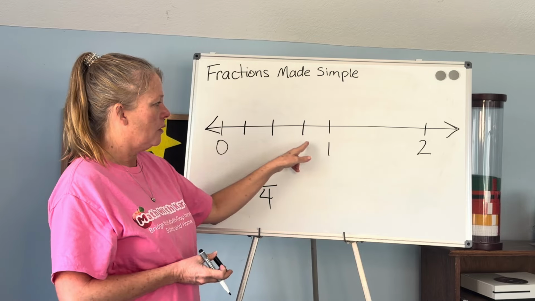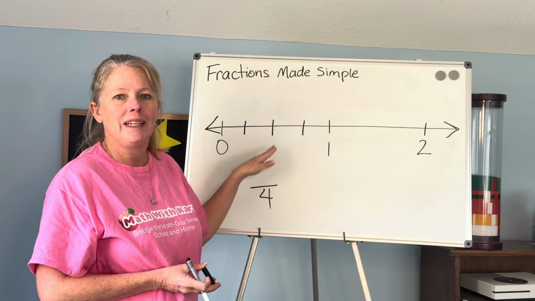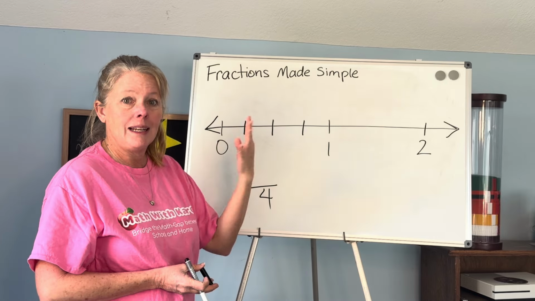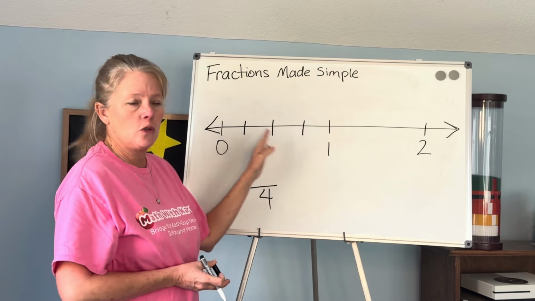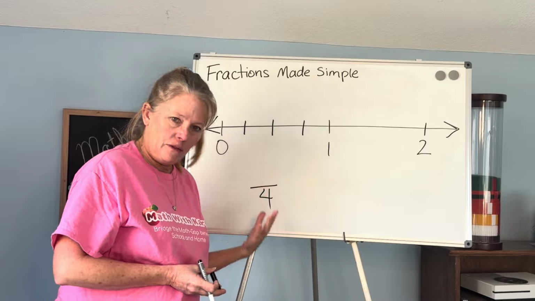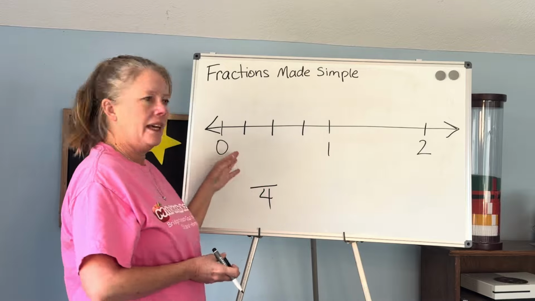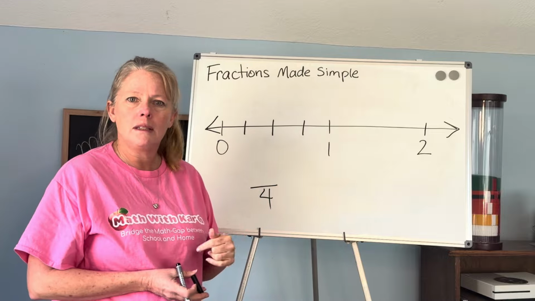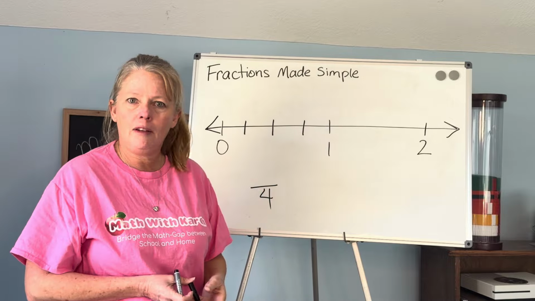Now, a common error that students make is if I say, I need you to create fourths, they're going to want to draw 4 lines between 0 and 1. Well, if you notice, I didn't draw 4 lines and I have 4 parts. If I was to draw 4 lines, I would have fifths. So yeah, let them do it a time or two and let them figure it out. Say, okay, you drew 4 lines. How many parts do you have between 0 and 1?